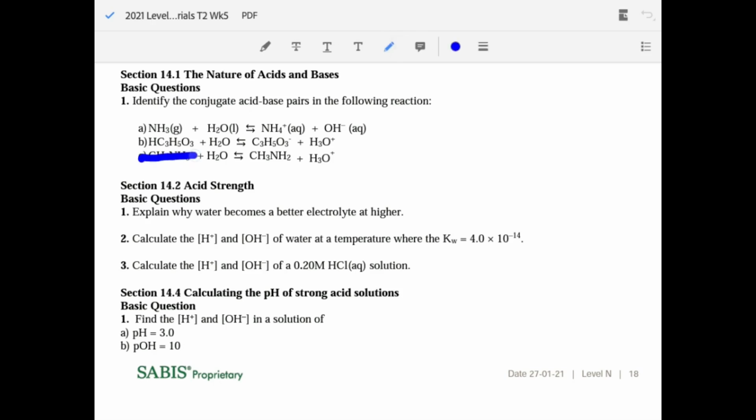Next one, HC3H5O3, it lost a proton, so it's an acid. It donated a proton, therefore the conjugate is a base. This is a conjugate base. H2O, it gained a proton, therefore it's a proton acceptor, therefore it's a base. So H3O+ is therefore a conjugate acid. CH3NH3+, it's a proton donor, it's an acid, so this will be the conjugate base. And H2O, it gained the proton, therefore this was a base, so this H3O+ is a conjugate acid.